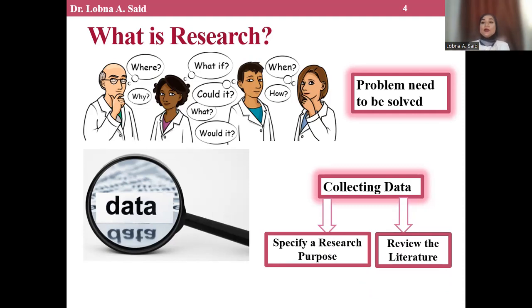The second step is to conduct a literature review. Why? Because it's really important. I have the problem, so I need to know what people have done so far to solve it, and how this problem has actually been investigated in the literature. Maybe the problem already has a solution. Maybe I don't have something to add. So I have to properly review the literature to understand my next step, to specify the research purpose. And all this process depends on collecting the data.